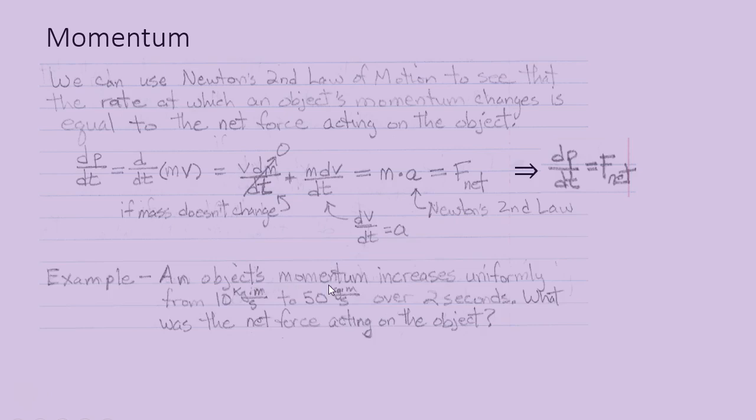Let's look at an example. An object's momentum increases uniformly from 10 units of momentum to 50 units of momentum over 2 seconds. What was the net force acting on the object? To do this, we're simply going to look at the change in momentum divided by the change in time. That'll give us the rate at which momentum was changing, and that will be equal to our force, and we can see that it's equal to 20 newtons.